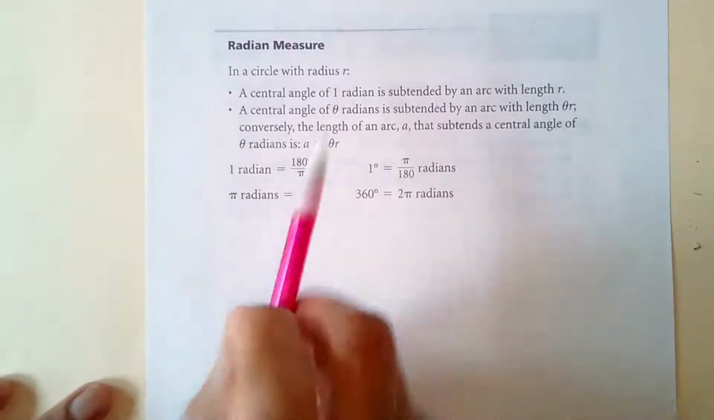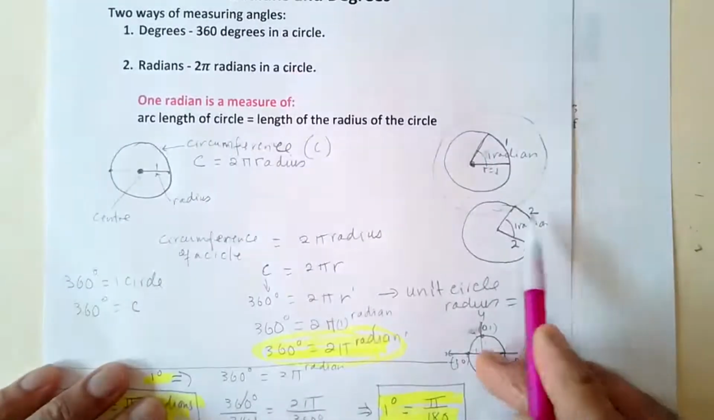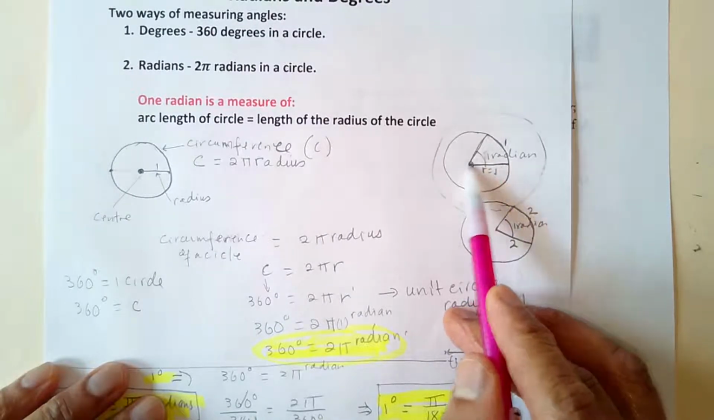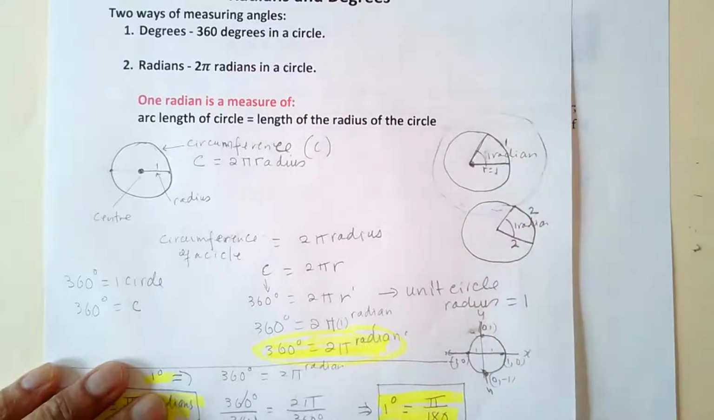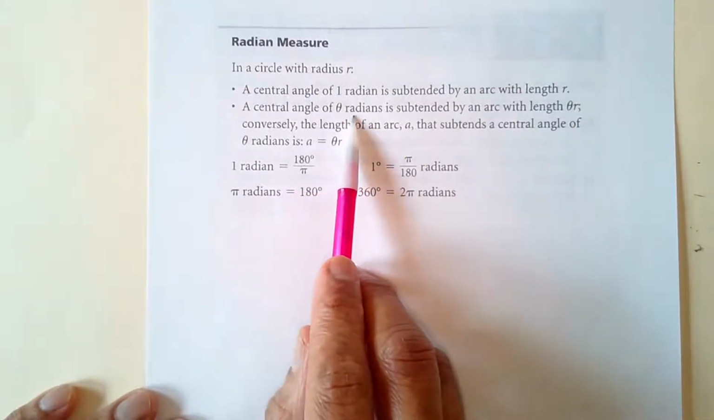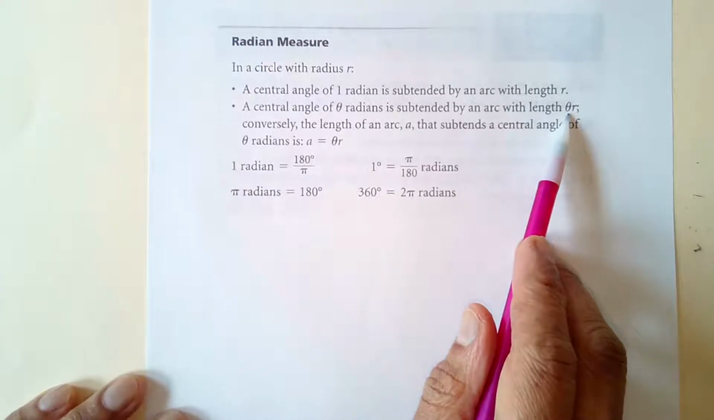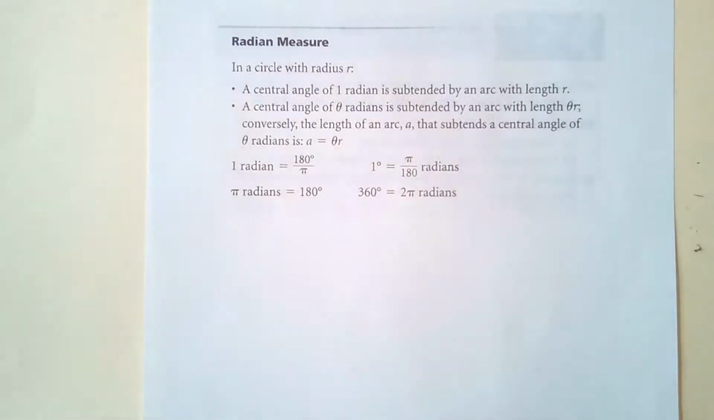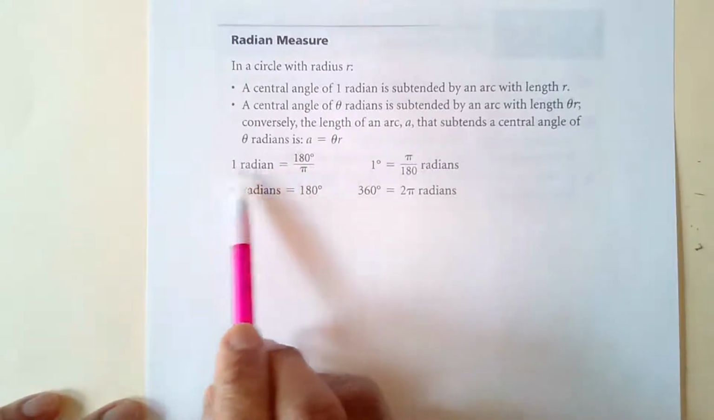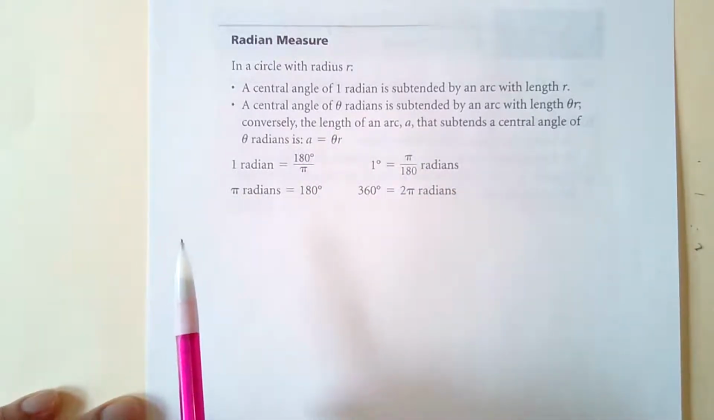So here's a summary. In a circle of radius R, a central angle of 1 radian is obtained by an arc length R. In other words, 1 radian is when you have the radius and the arc length equivalent, so 1 to 1. So a central angle theta radian is obtained by an arc length theta r. Now that's what I'll be doing next. When we were looking at arc length, we were using the proportional method. I'll show you how to use radians now, which is much simpler. And these: 1 radian is 180 over pi, 1 degree is pi over 180, pi radians is 180, and 360 degrees equal to 2 pi radians.